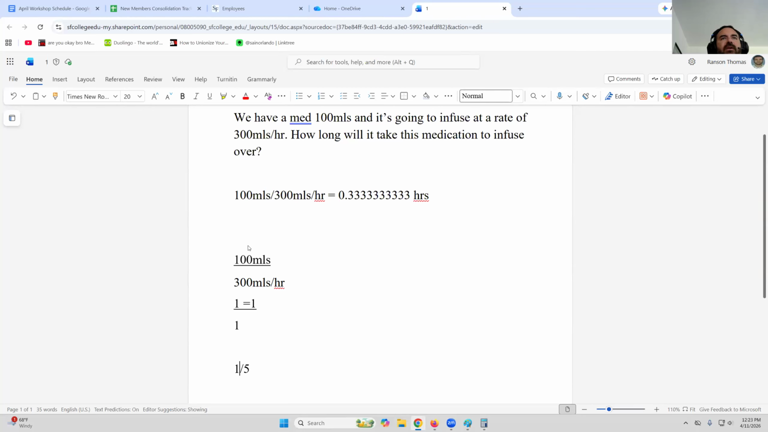Mills over mills is like all this is one. So we just can say none of this even exists, right? Because it's all the same. And that leaves us with 1/3 of an hour, which is 0.3333 hours.